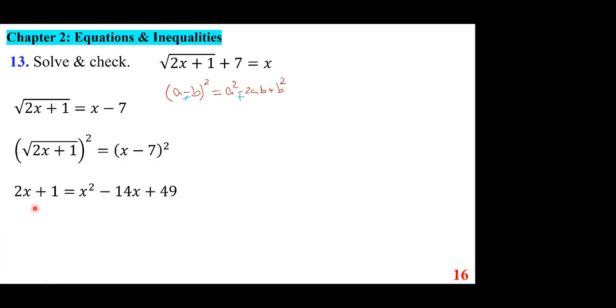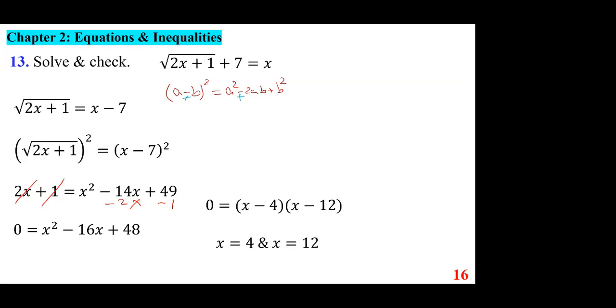All right, so we are going to bring everything to the right side, which means we are going to subtract the 2x and we are going to subtract the 1. We get x squared minus 16x plus 48. We want two numbers. The product is 48. The sum is negative 16. So this is a simple case of factoring. X is either 4 or 12.